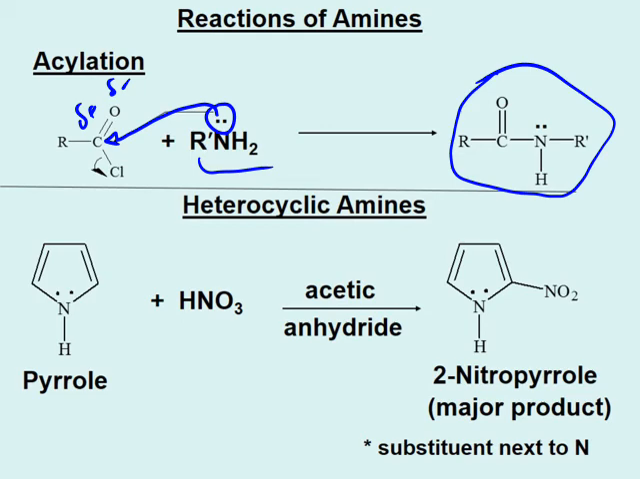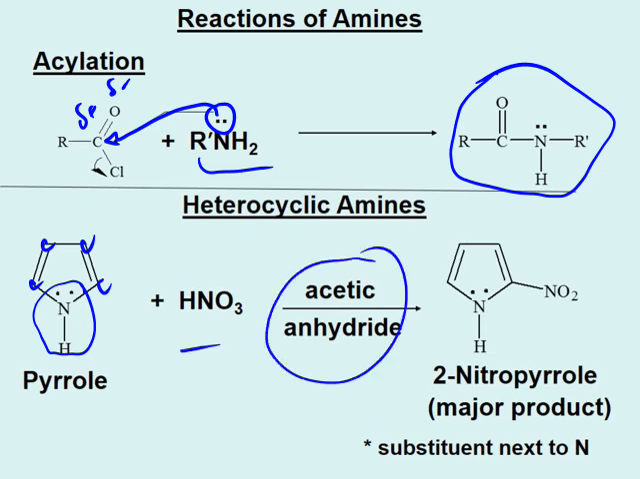Next, we are going to discuss heterocyclic amines. In this particular case, you can see the ring structure has nitrogen instead of carbon, so it's not all carbon, as in a benzene ring. In this case there are 4 carbons, 1, 2, 3, 4, and the fifth one is nitrogen. That makes it a heterocyclic amine, and it is also an amine because of the NH bond. In the presence of nitric acid and acetic anhydride, it gives you a nitro group. So this is 2-nitropyrrole as the major product.